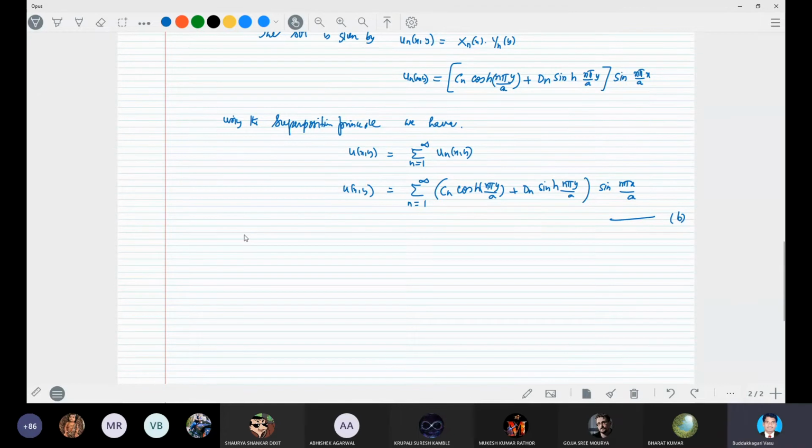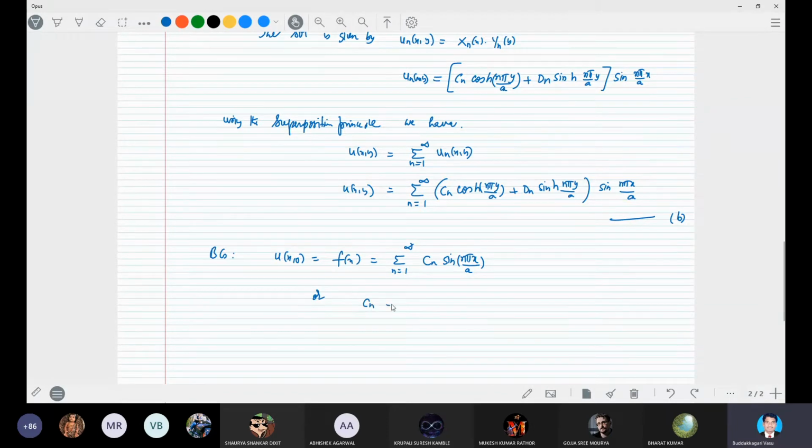Now Cn and Dn can be determined by using the other boundary conditions. Again, the boundary condition u(x, 0) = f(x) equals the sum from n equals 1 to infinity, putting y = 0, of Cn times sin(n pi x / a), right?